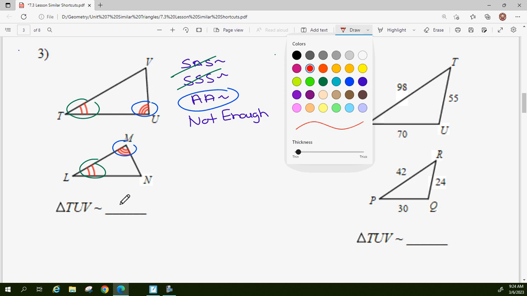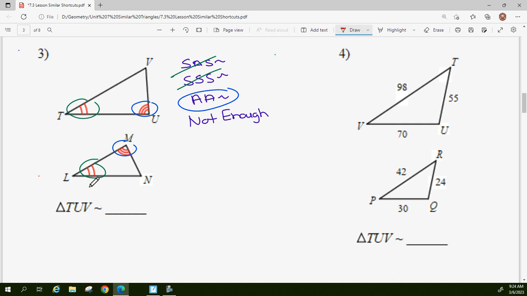And I realize now I didn't go ahead and finish this similarity statement on my last one, so I'll make sure I do it on this one. We have TUV, 1, 2, 3. My first letter had two marks, my second letter had 3 marks, and then my third letter was the one that had no marks, and so I'm going to label my other triangle, triangle LMN.